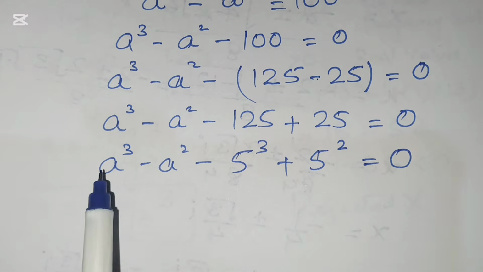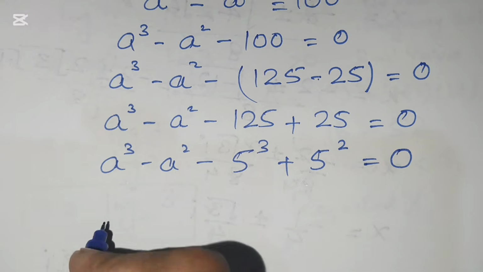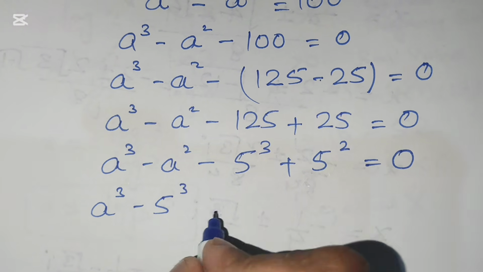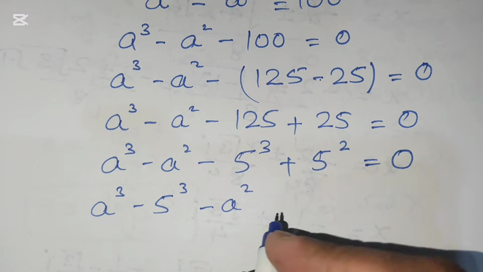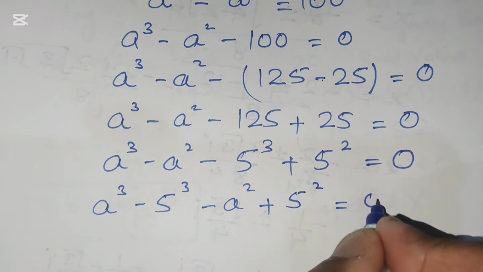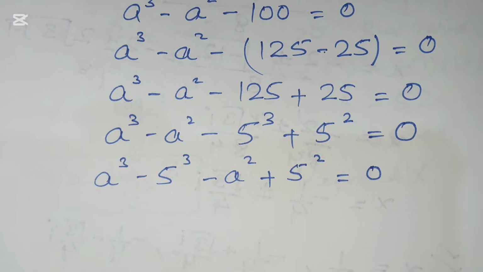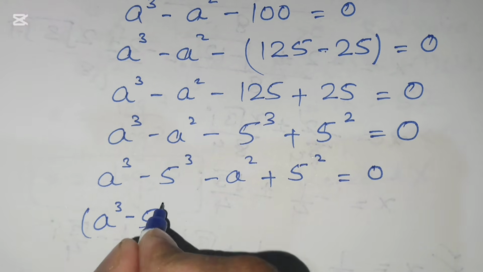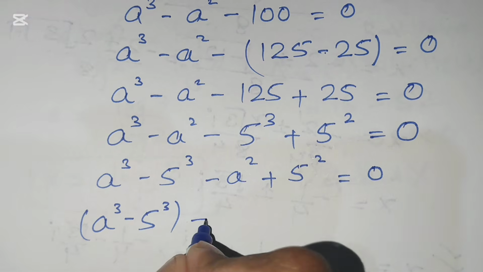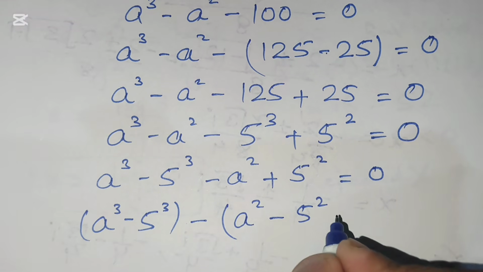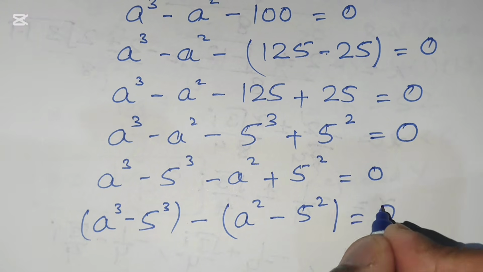Now we will combine the cube terms, that is A cube minus 5 cube, minus A square plus 5 square is equal to 0. We can write this as A cube minus 5 cube, taking minus common, A square minus 5 square is equal to 0.